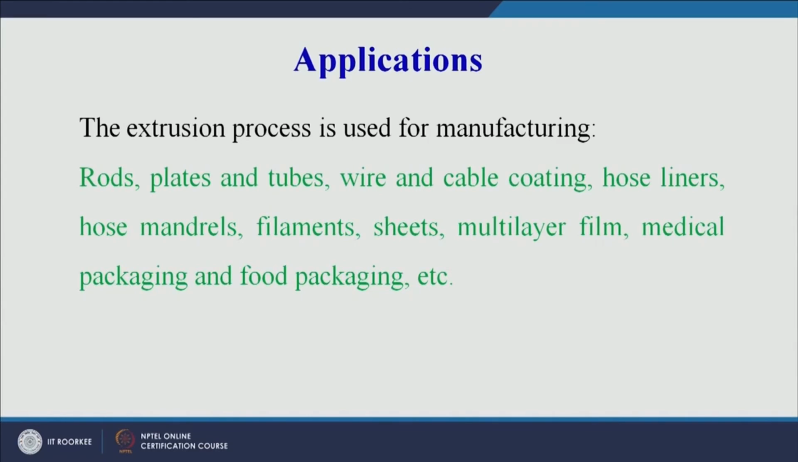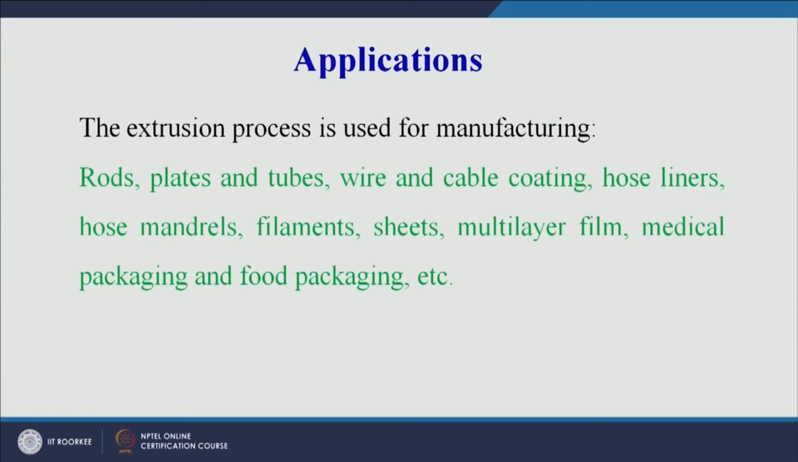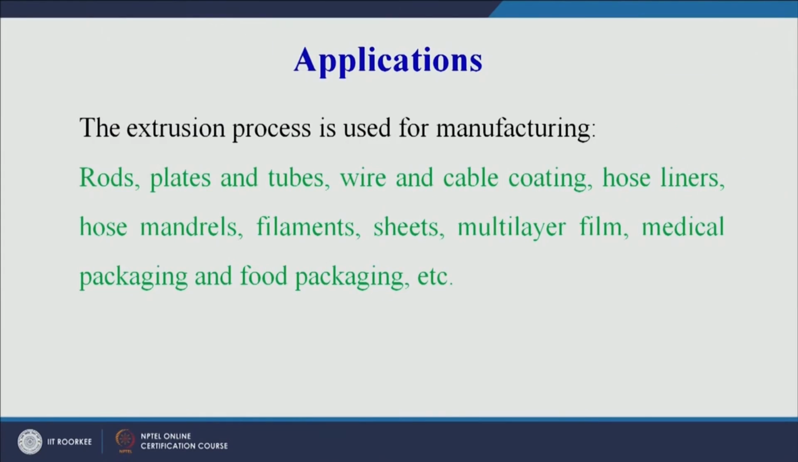Now what are the applications? I was just telling you in the previous slide what applications these materials can be used for in making different types of products. Here you can see you can make rods, plates, tubes, and wire and cable coating. As we have seen in jacketing extrusion and pressure extrusion, we can provide coating over a wire. Hose liners, hose mandrels, filaments, sheets, and multi-layer film can be made, as we have seen different layers together, as in the case of envelopes, medical packaging, and food packaging. So different types of products can be made using the extrusion process where plastics are involved.